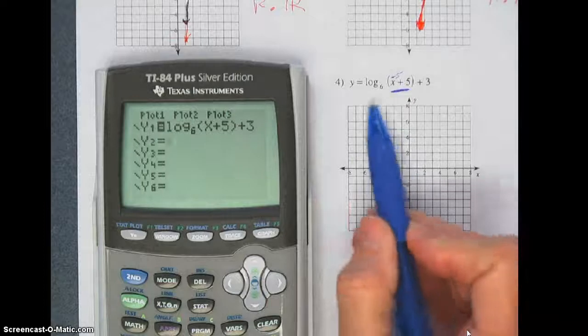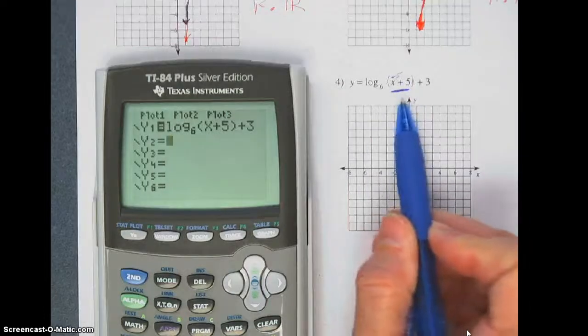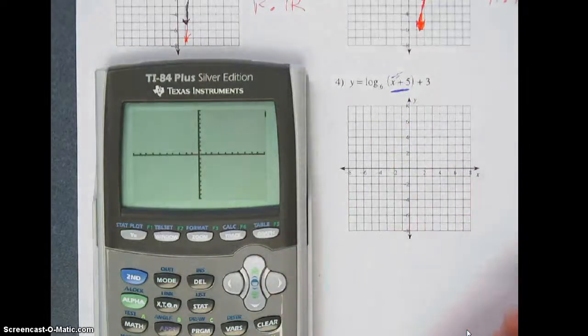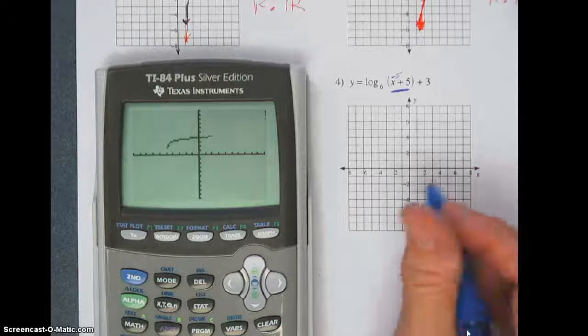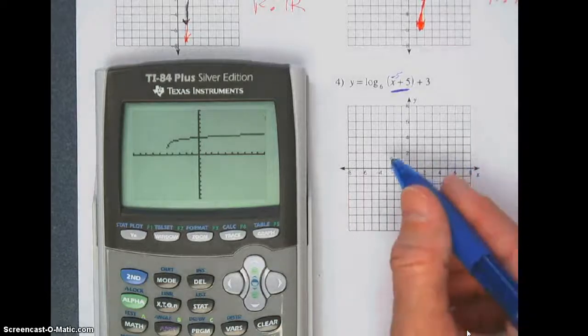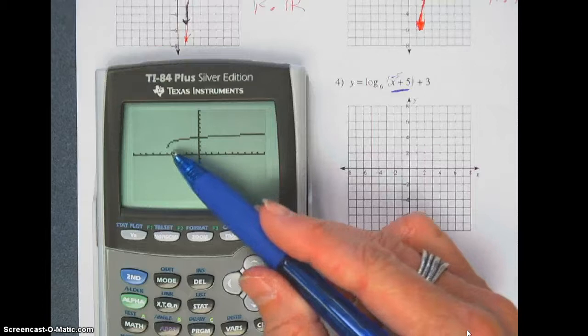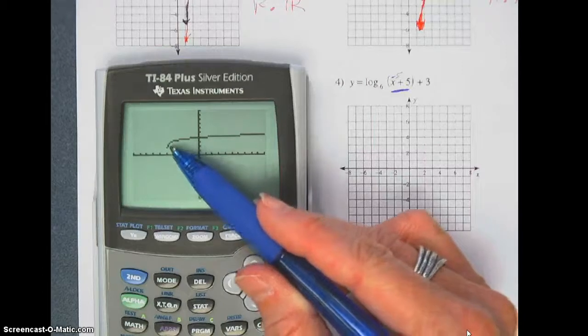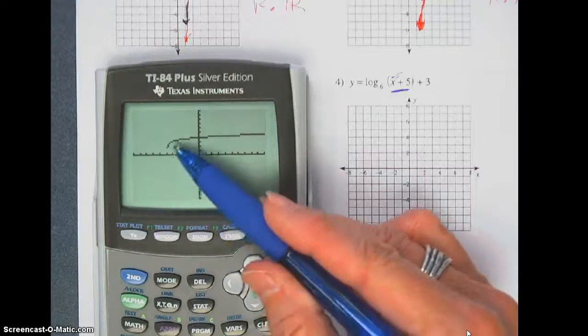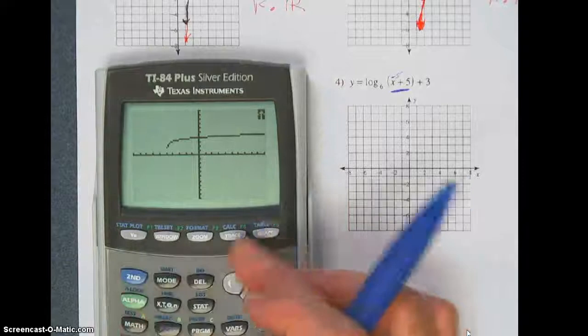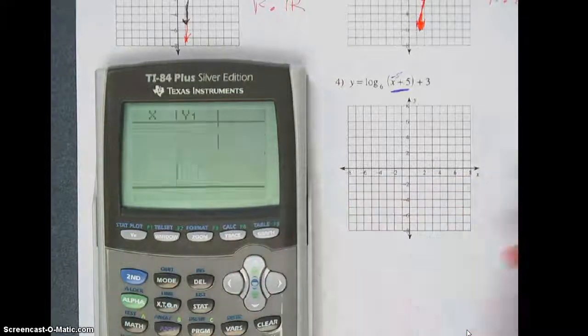So double check, make sure your calculator looks exactly like the function. When I graph it, it's going to be kind of sideways, but notice it looks like it stops on this graph. But I don't want you to graph as if it stops. I want you to bring that leveling off all the way down. And how do you do that? Hit second table.